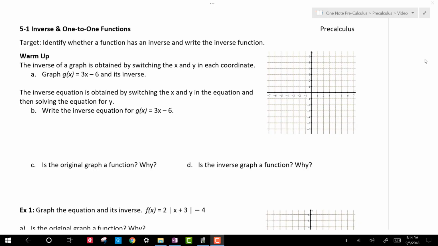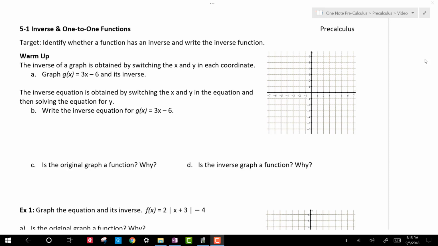Welcome back. All right, so we're going to talk about inverse equations today. The warm-up here says the inverse of a graph is obtained by switching the x and y coordinates. So basically, to graph an inverse, if you know what the original function looks like, then you can graph the inverse simply by switching x and y. So the inverse equation is obtained by switching the x and the y in the equation and then solving for y. So it says write the inverse for g of x equals 3x minus 6.